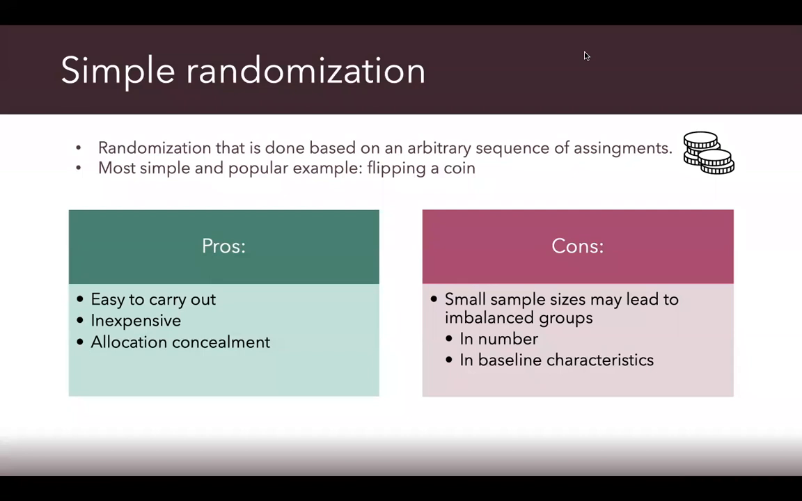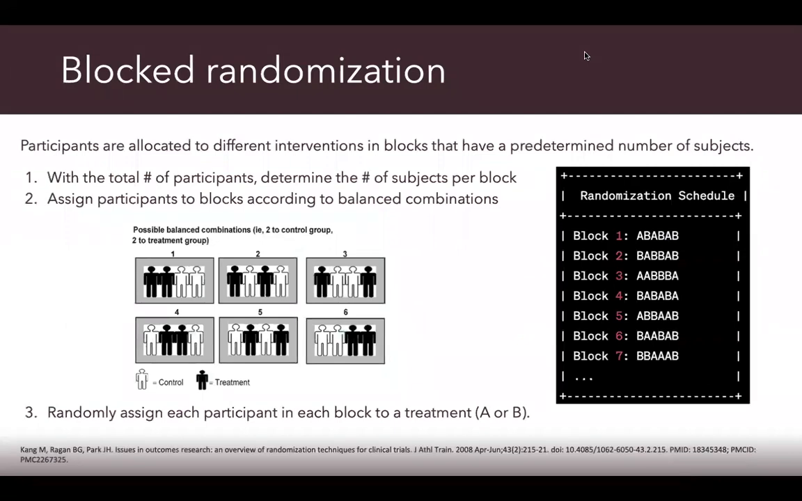Advantages of this randomization method are that it is easy to carry out, it is inexpensive, and it allows for allocation concealment. Disadvantages are that if a small sample size is used, there can be imbalances in groups in terms of number of participants and in terms of baseline characteristics.